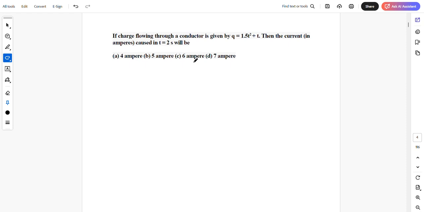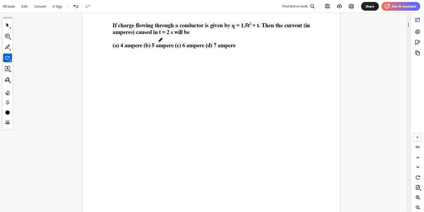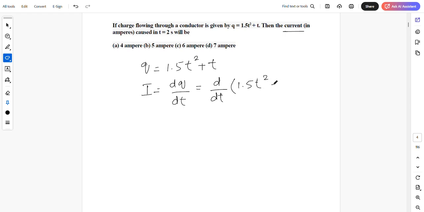Now let us see the next problem. If the charge flowing through a conductor is given by Q equal to 1.5 T² plus T. Now what they are asking is current. We know current I is equal to dq by dt. That is equal to d by dt of Q, which is d by dt of 1.5 T² plus T.